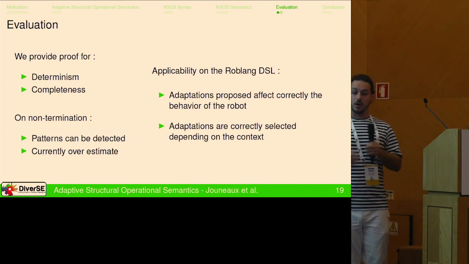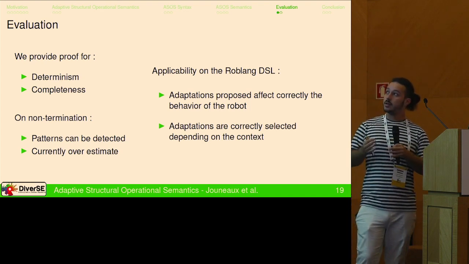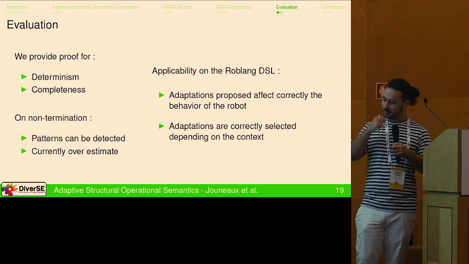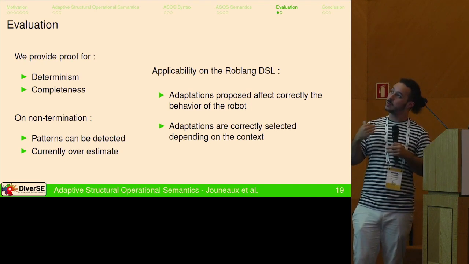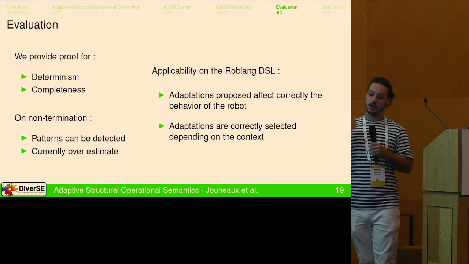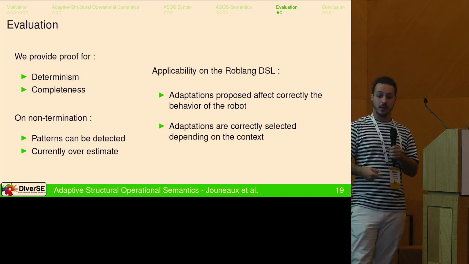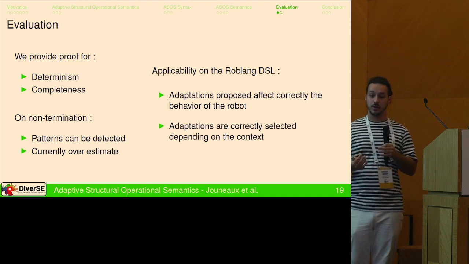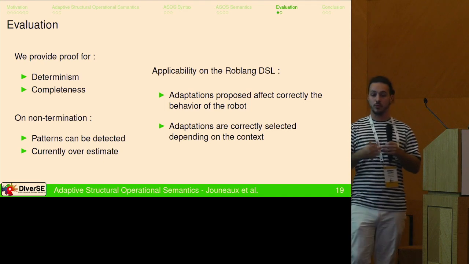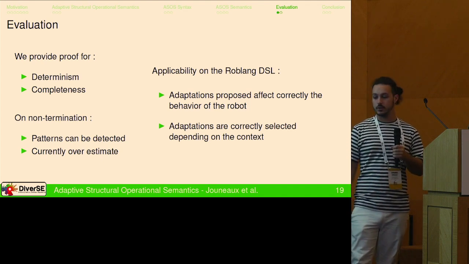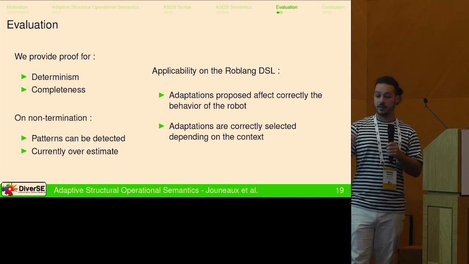In addition, on the more executable part, we check the applicability on the RobLANG DSL by providing an adaptation to a program to slow the motor speeds to save energy.